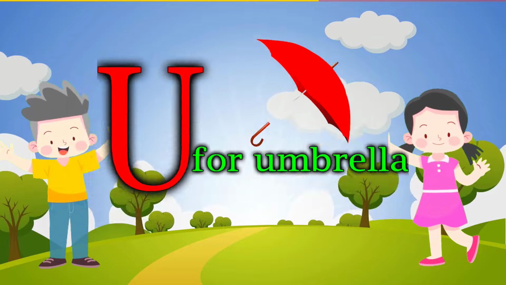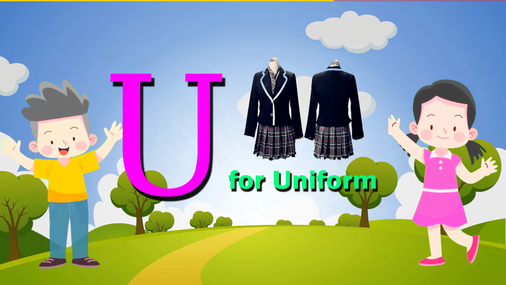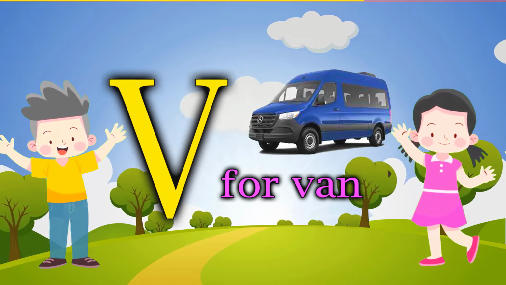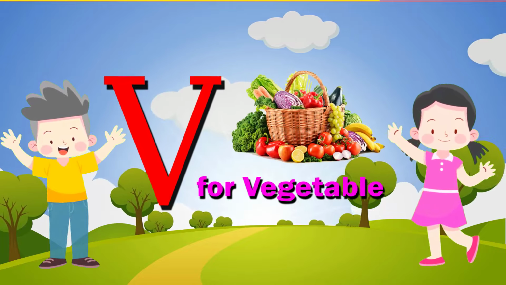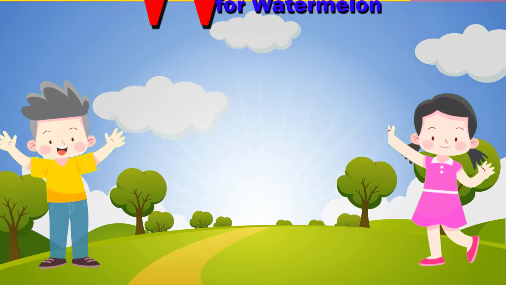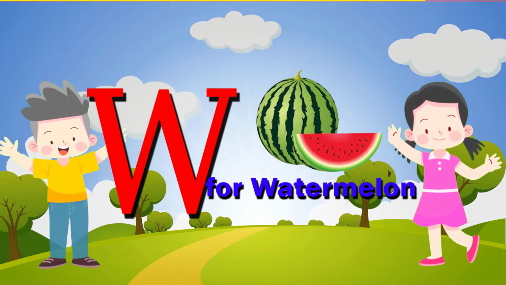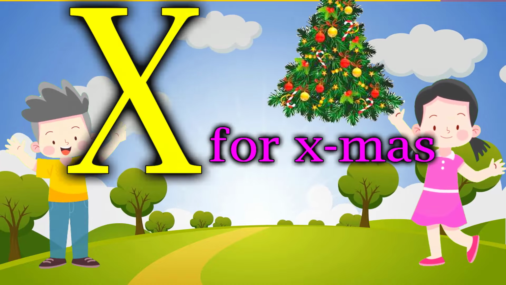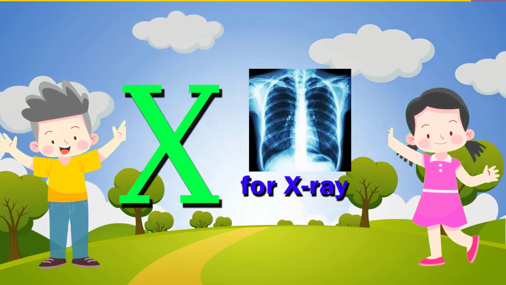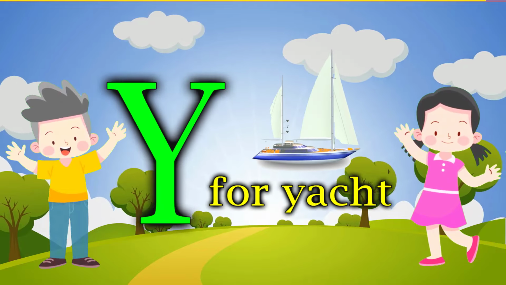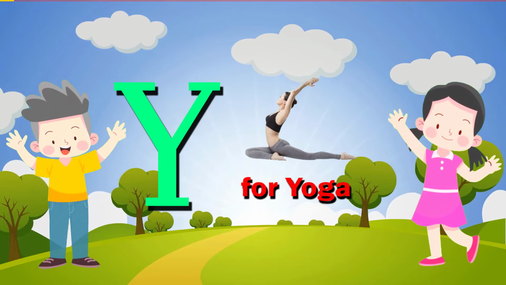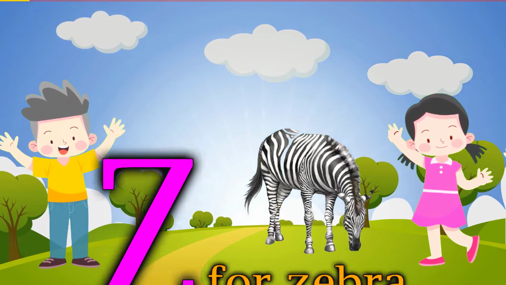U for umbrella, U for uniform. V for van, V for vegetable. W for was, W for watermelon. X for X-mesh, X for X-ray. Y for yeast, Y for yoga. Z for zebra, Z for zoo.